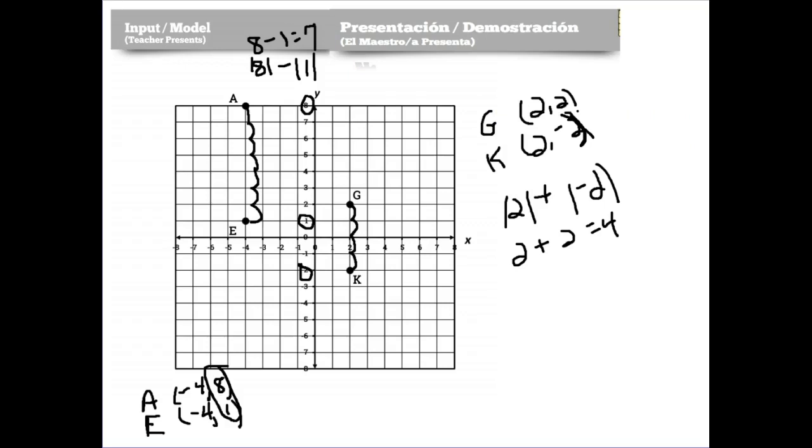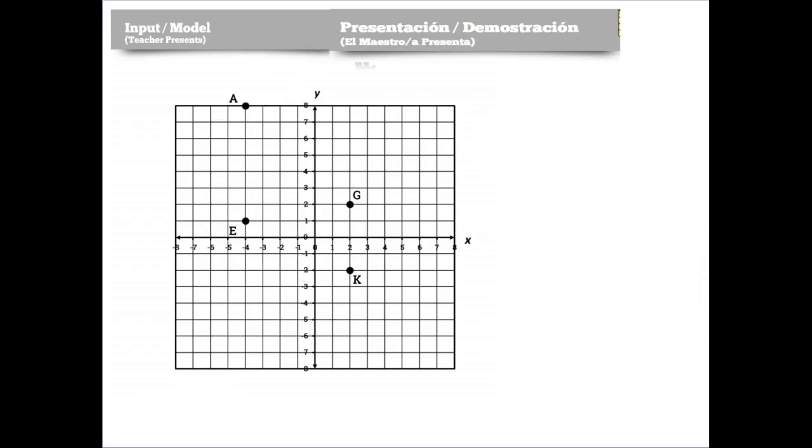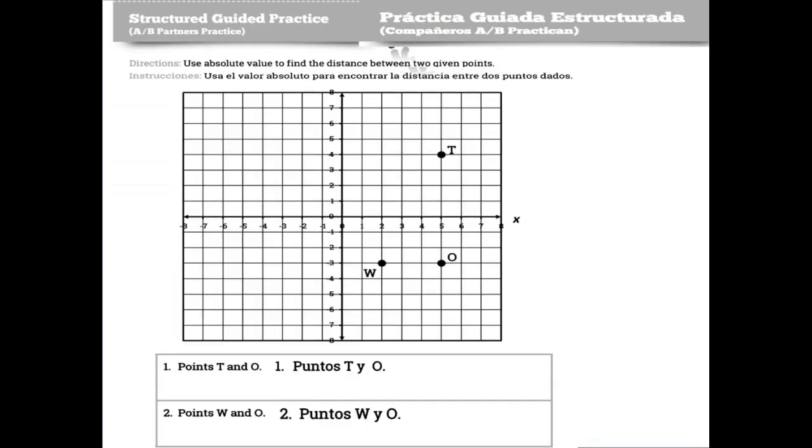Okay, so now let's get ready for structured, guided practice. And here we go. We're going to be looking at the absolute value to find the distance between 2 given points. And we're going to start with points T and O. I'm going to have you work individually first, and then you're going to share your answers or what you think the answers should be with your partner.